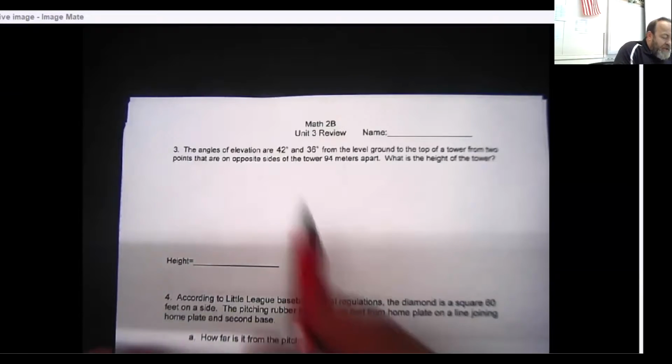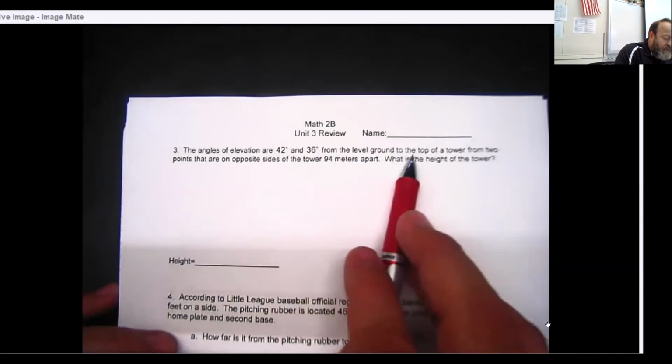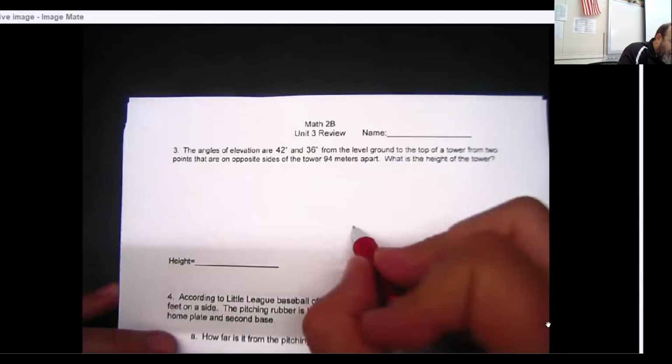Hey, let's look at problems number 3 and 4 right now. These are really an extension of 1 and 2, just couched in some word problems. So here we go. We've got the angles of elevation are 42 and 36 from level ground to the top of a tower on opposite points.